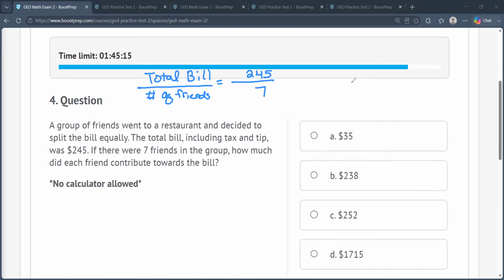Without a calculator, you could do the box method, 245 inside and 7 outside. How many times does 7 go into 24? 245 is too large. So how many times does 7 go into 24? 3. So I'm going to put this 3 above the 4. 7 times 3 is 21, and 24 minus 21 is 3. Bring down the 5. How many times does 7 go into 35? 5. Okay, good. There's no remainder. So the correct answer is A, 35. So $35 for each friend.